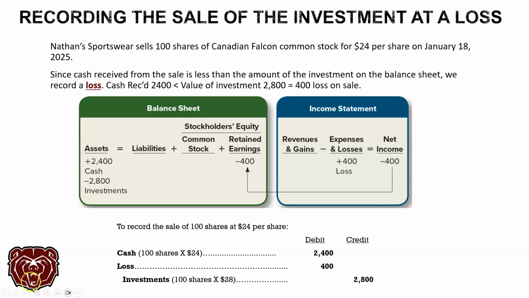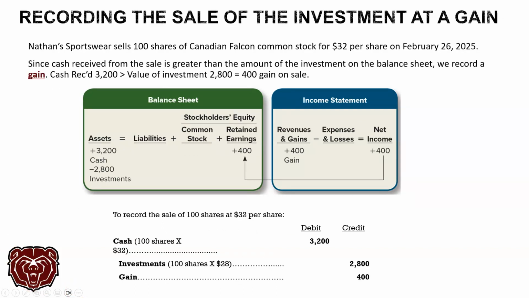Everything is good. So remember I said we can still record these at a gain as well. So let's say that we sold those 100 stock for $32 instead of $24. So remember, the value of our investment is $2,800. So we sold it. Proceeds of $3,200 less the book value, or the value of the investment on our books, of $2,800. We have a positive $400. That is a gain on the sale.